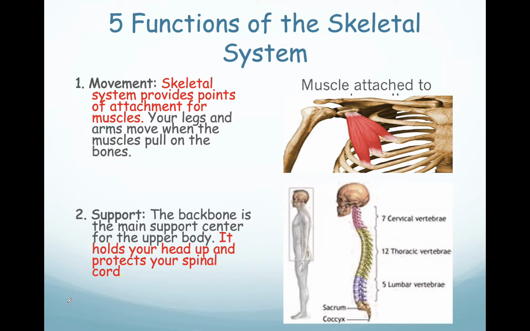Number 1, it allows us to move. Your bones are what attach the muscles. The contraction of the muscles pulls the bones and creates movement. It does this in your arms and your legs. The muscles contract, they pull on the tendon, which is connected to the bone, and that therefore moves the bone and creates movement. The second function is for support.